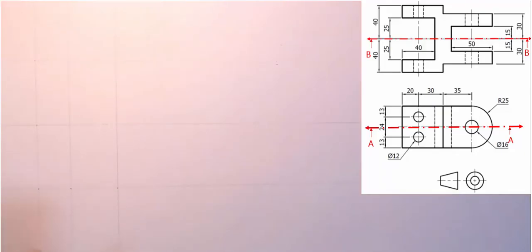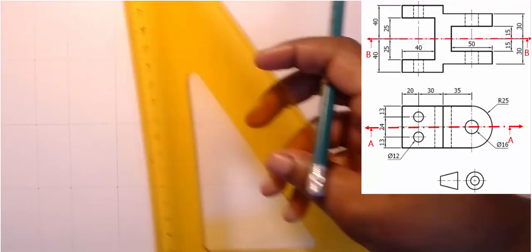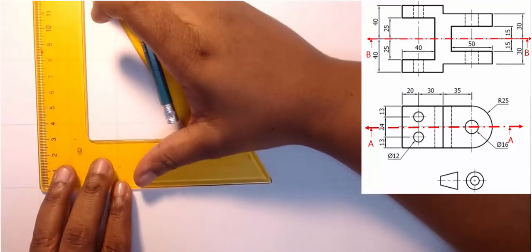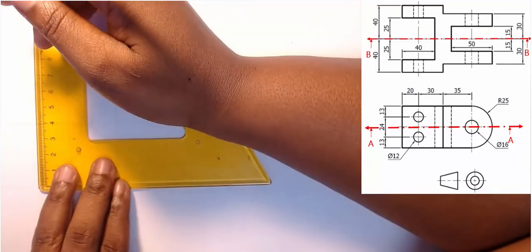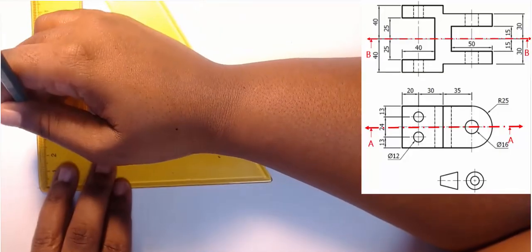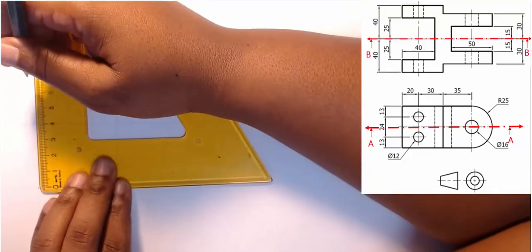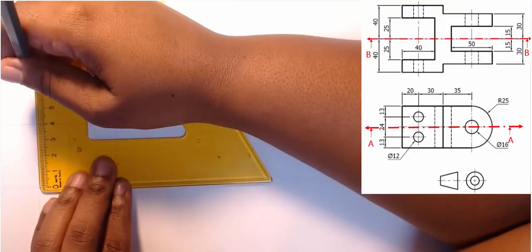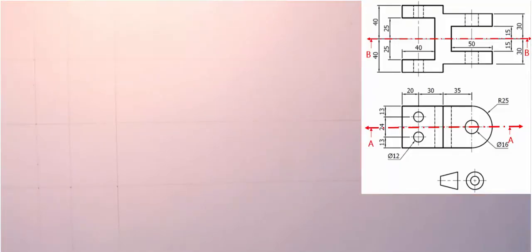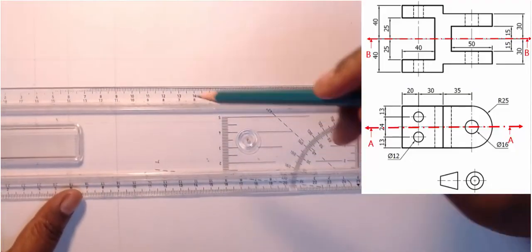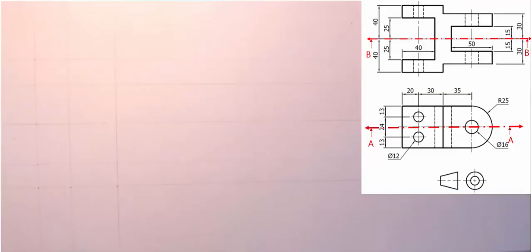Now, from the center here, there's 25, 25. So from 40, I'm going to measure 25. So 40, which is my 0, 10, 20, 25 right there, and this side 10, 20, 25 right there. So I draw straight lines as well. All those are construction lines for now.